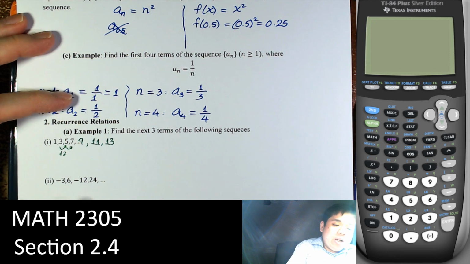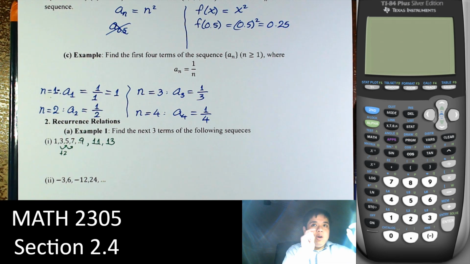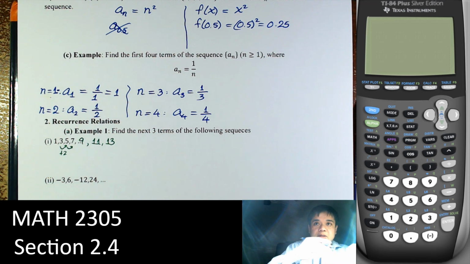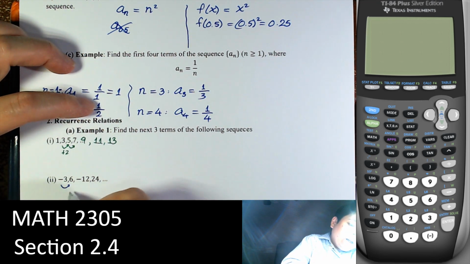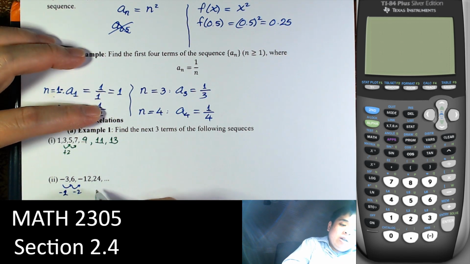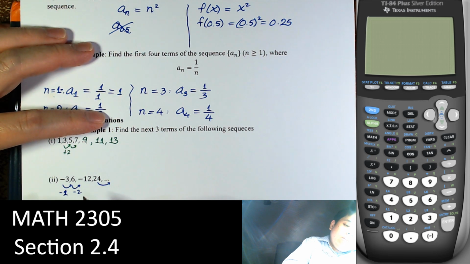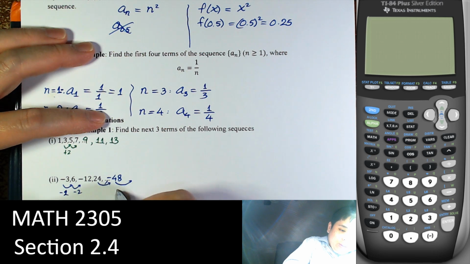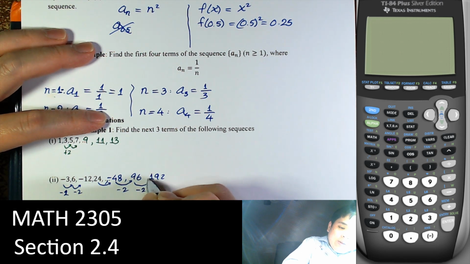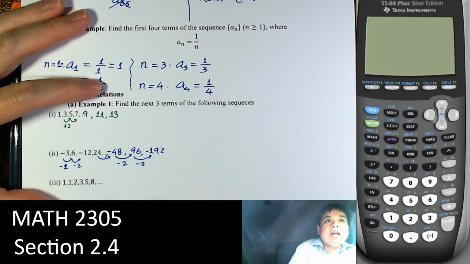Next, negative 3, 6, negative 12, and 24. If we go positive and negative like this, there's no way we can add or subtract the same thing. If we want the sign alternating, it has to be multiplied. And this is multiplied by negative 2 every time. So multiply by negative 2, negative 48. Multiply by negative 2, positive 96. And multiply by negative 2, negative 192. Right, so that's the next three terms.